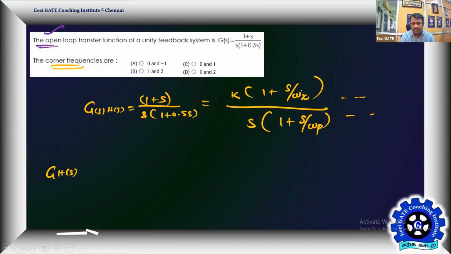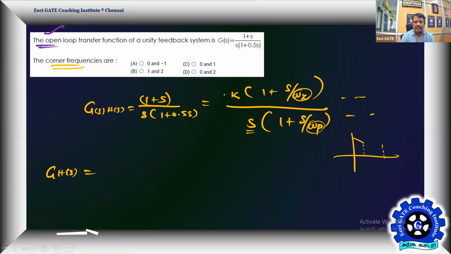What are the corner frequencies here? Omega Z is a corner frequency, omega P is a corner frequency. Only 2 corner frequencies, and the plot is going to be something like this. It is going to begin with a slope of minus 20 dB per decade, and who comes first we have to see, 0 or pole. Accordingly the plot will change. That is where the corner frequencies come into play. One will be omega Z, one will be omega P. So we have only 2 corner frequencies. Who are they? That's the question.